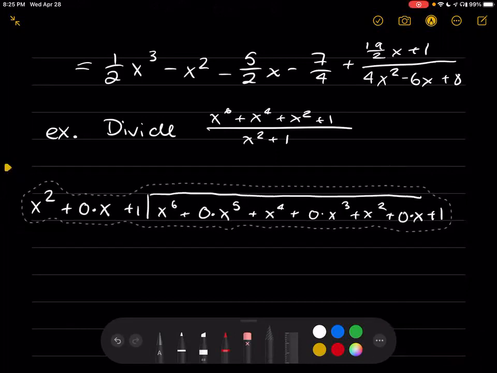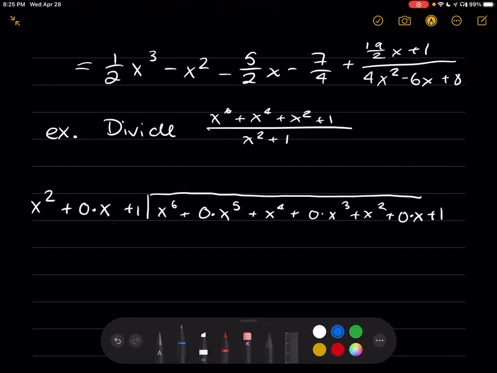There we go. Okay. So this is what we're going to be taking a close look at. Our first candidate up is this x to the 6th. So we want to ask, what can we multiply the thing in the blue circle by to get that x to the 6th? It's pretty straightforward. It's going to be an x to the 4th. Then we multiply the x to the 4th by our divisor, and we get x to the 6th plus 0x to the 5th plus x to the 4th.